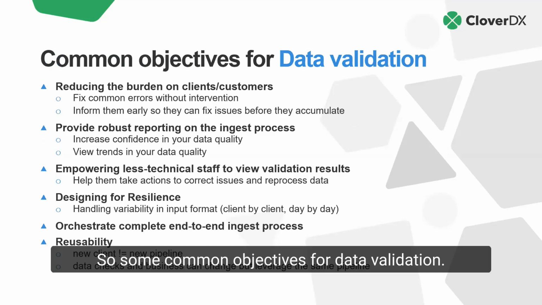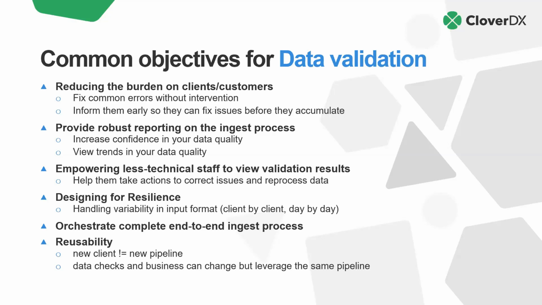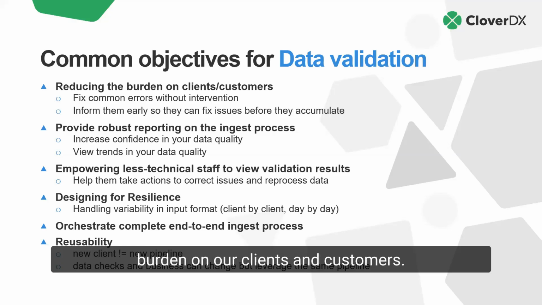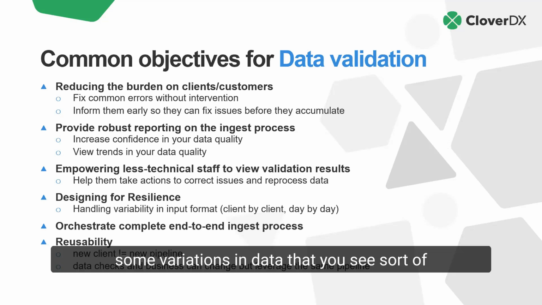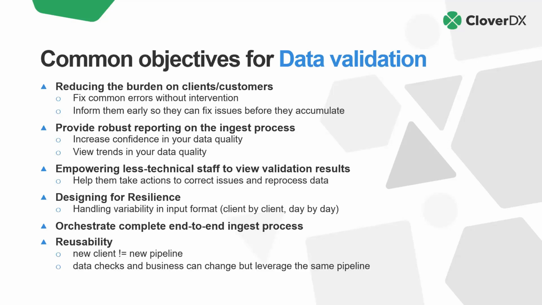So, some common objectives for data validation. Obviously, we want to reduce the burden on our clients and customers, so we want to fix common errors without intervention. Maybe that means designing your data pipelines to account for some variations in data that you see consistently, if on an irregular basis. You also want to inform them early so that they can fix issues before they accumulate. As they do incremental data loads, if more and more bad data gets processed, that could lead to a bigger challenge of cleanup and recovery of the good records.